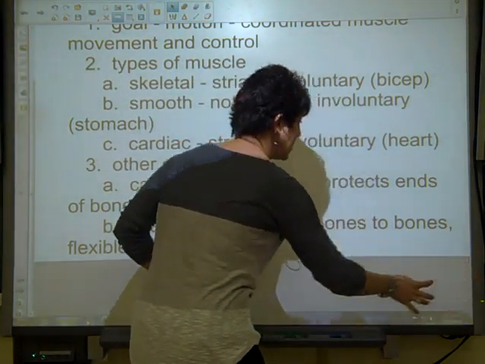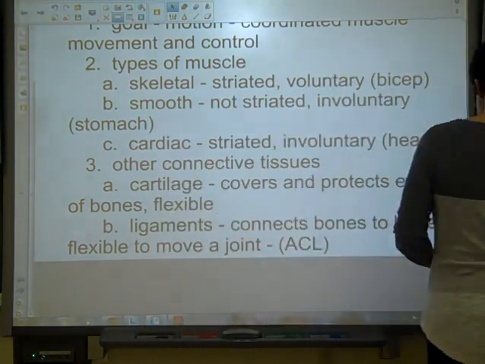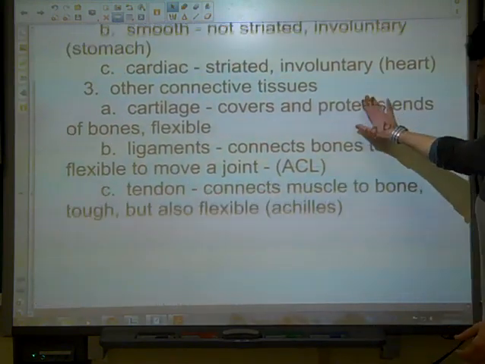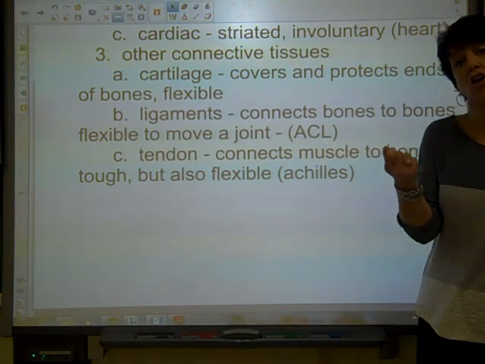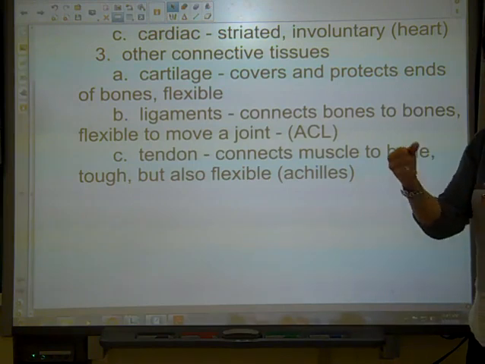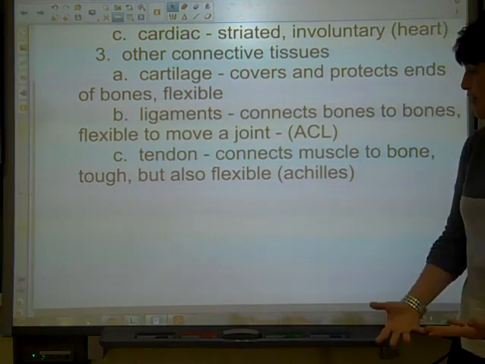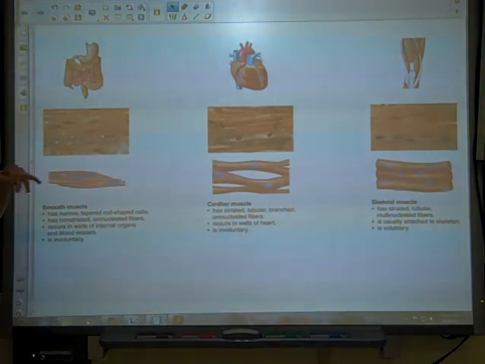Lastly, tendons. So usually when I say the word tendon, people think of their Achilles tendon. Tendon connects muscle to bone. It's tough. Like if you think about it, your Achilles tendon is quite a hard piece of connective tissue, but it's flexible enough that it can stretch and allow your quadricep muscle to move back and forth. So tough, but also flexible. Example, Achilles.